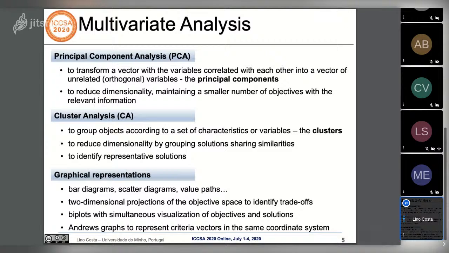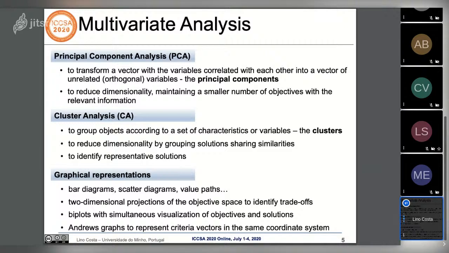In terms of multivariate analysis applied to optimization, principal component analysis is very interesting for reducing the dimension of the objectives. We can identify some redundant objectives and then exclude them from the analysis. We can also use cluster analysis for identification of similarities between solutions in the objective space and also in the decision space.